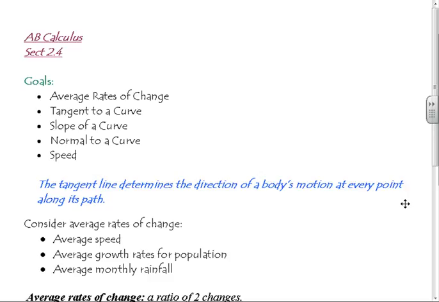Okay, we're going to look at average rates of change, tangent to a curve, slope of a curve. This should all relate to your derivative lab, and normal to a curve, and then speed. We're on 2-4, the very first one. We're familiar with average rates of change.